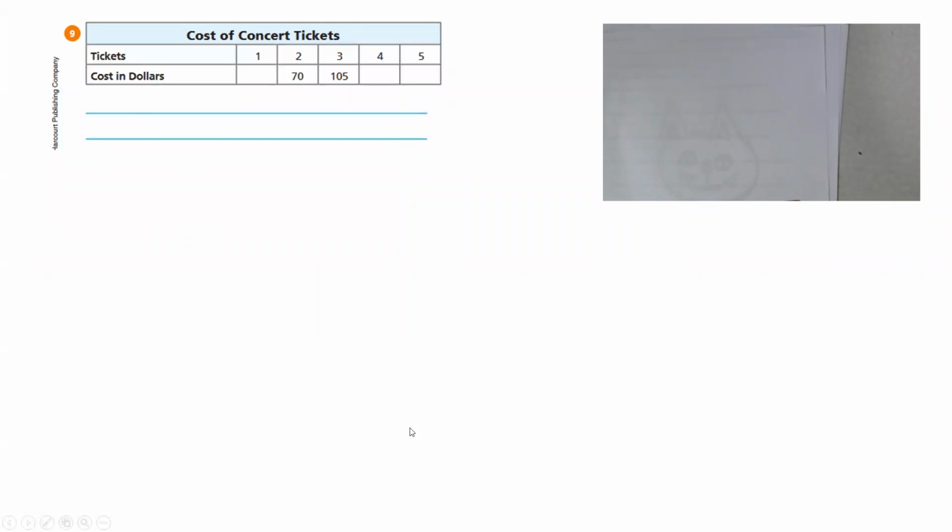What about tickets to a concert? Well, how much does a ticket cost? Can you tell? Well, 2 of them cost 70, then how much does 1 of them cost? 35. And then 105 plus 35 is 140. And then 140 plus 35 is 175. So that's how much it costs per ticket.